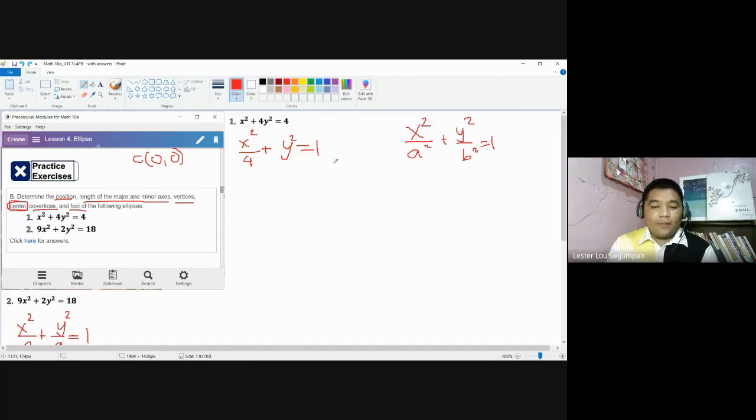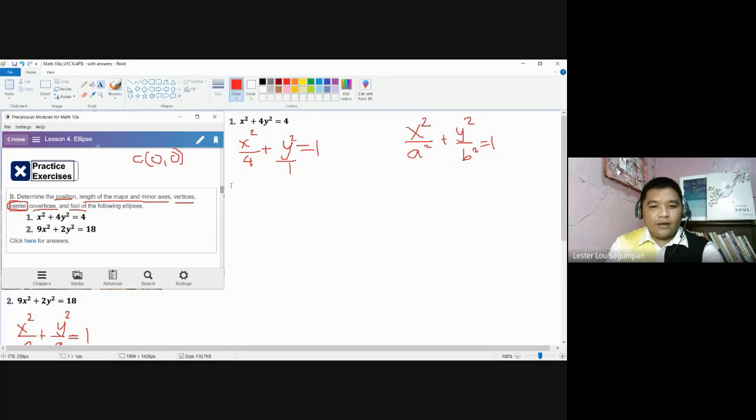I'm talking about the position earlier. If it follows where the value of the denominator of x squared is larger than the y squared, just like this, x squared over 4 plus y squared is equal to 1, the value 4 is larger than 1 and it's the denominator of x squared. This ellipse is actually stretching horizontally.